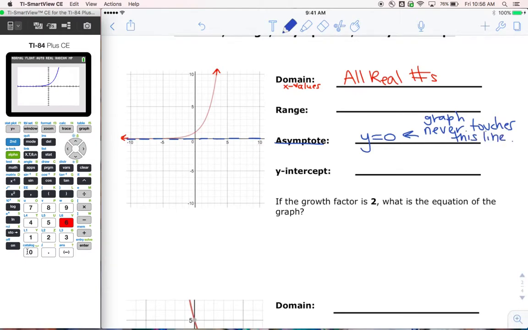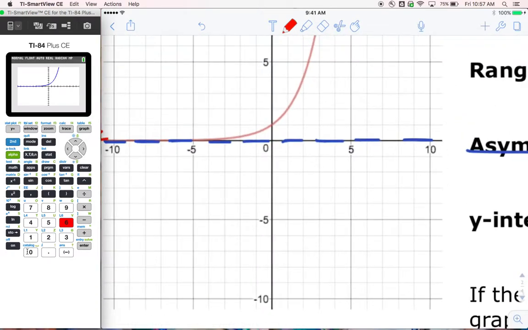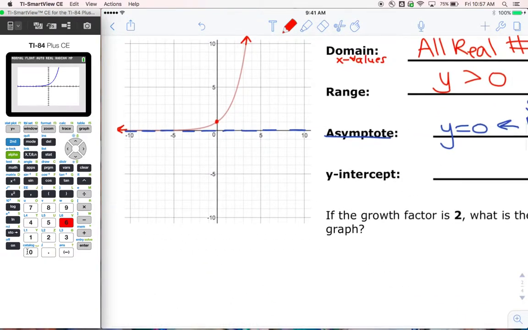All right, so when I write my range, I hope we understand that all my y values are here or higher, right? But they never actually touch 0, so we have to say y is greater than 0, basically above that x-axis. Now, if you put an or equal to symbol here, you're wrong. Remember, y equals 0 is our asymptotic line. That's what it doesn't touch. So we cannot put an or equal to sign here. It's just y is greater than 0. Okay, my y-intercept is very easy to see, and that is the number 1.